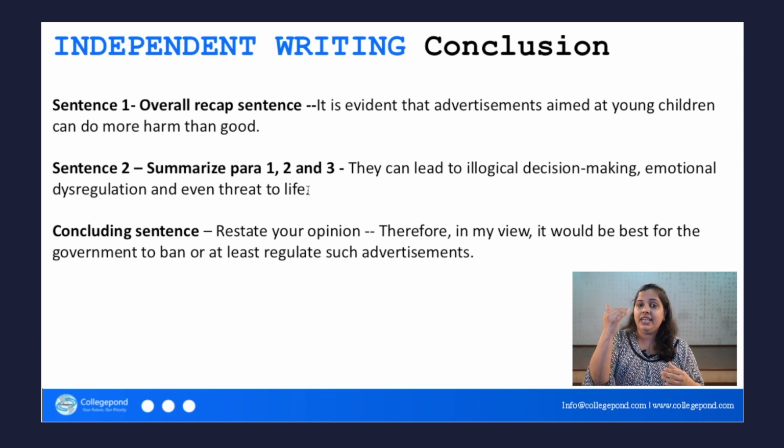wherein each paragraph had a central theme. Paragraph 2 had a central theme where we had the children making some illogical decisions. Paragraph 3 had a theme where the children were taking some kind of an emotional beating. And when it comes to paragraph 4, we talked about the threat to their life. So in this concluding paragraph, we have to show that now we are summarizing. So if you have to summarize 3 paragraphs in one sentence, this is one way you could do it, by just taking the keywords from each paragraph.